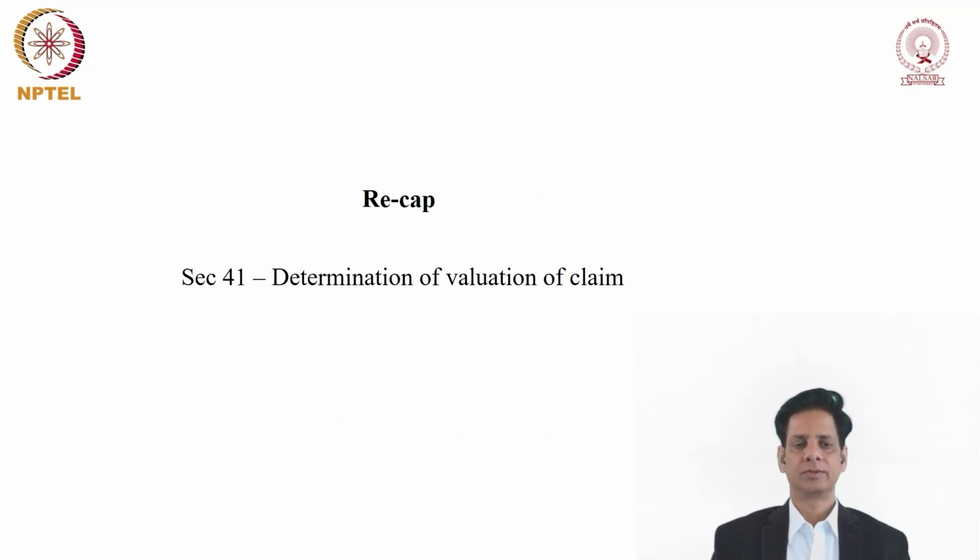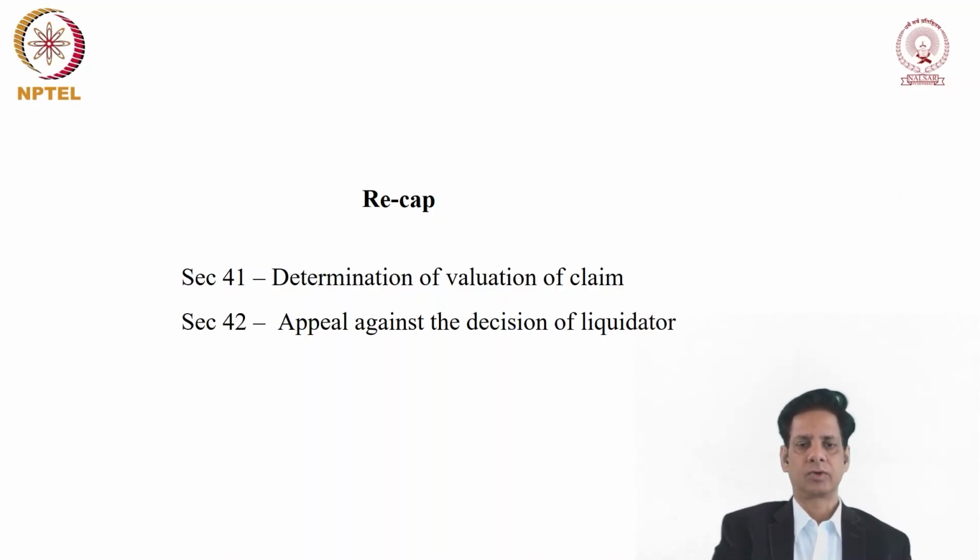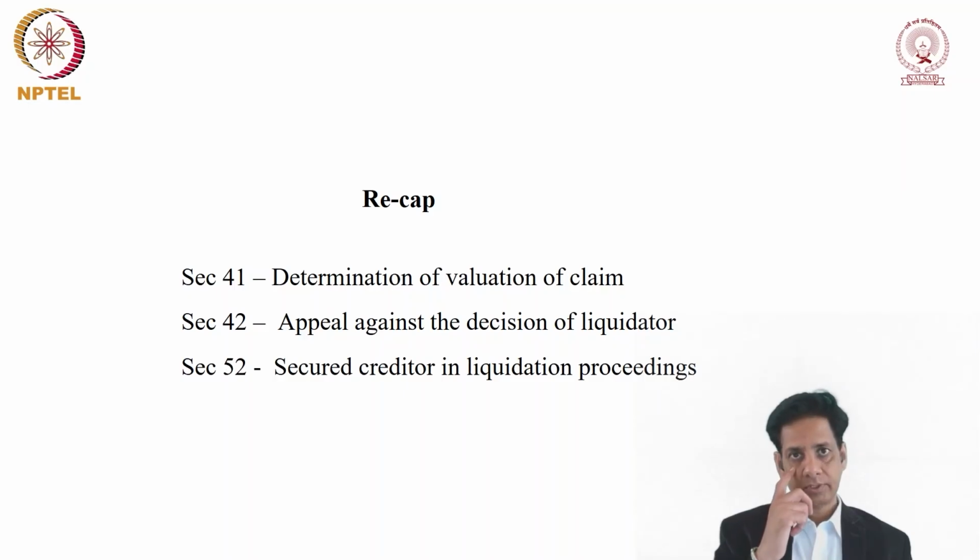In the previous session, we covered Section 41 of the IBC, which talks about determination of valuation of claim, how the liquidator will determine the value of the claim. After that, we discussed under Section 42 that if the resolution professional or liquidator rejects the claim, there can be an appeal that can vest with the adjudicatory authority. And after that, we proceeded to Section 52, where the secured creditor in liquidation proceedings, what is his position? We've discussed that very clearly.